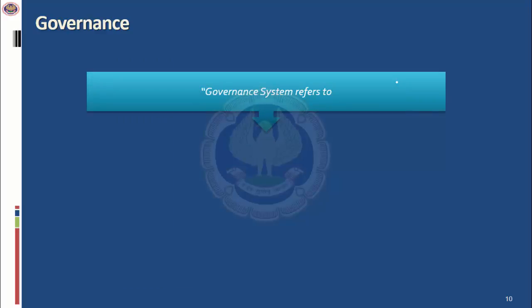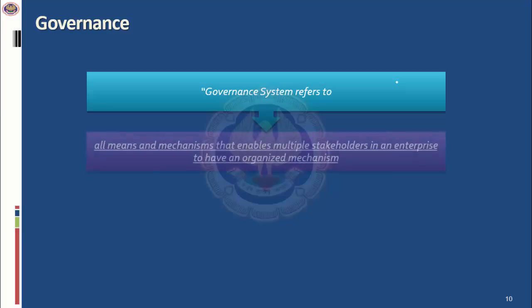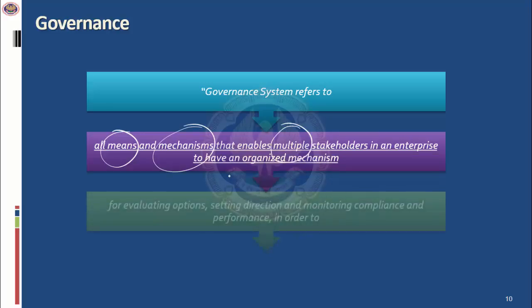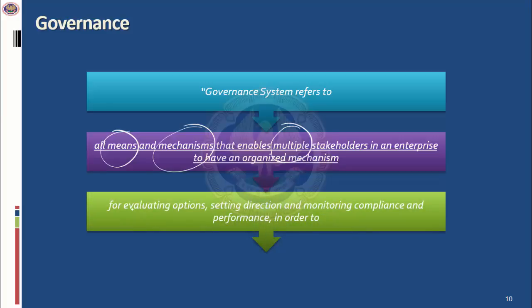Let's understand the basic terminologies of what governance system is all about. Governance system, you see here, talks about the means and mechanisms that enable multiple stakeholders. This is not single stakeholders. There are multiple stakeholders in an enterprise to have an organized mechanism for the purpose of evaluating the options.